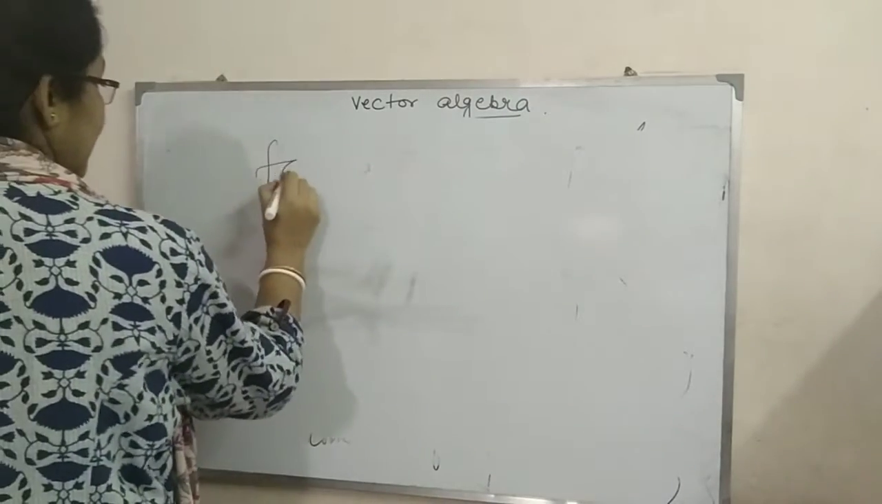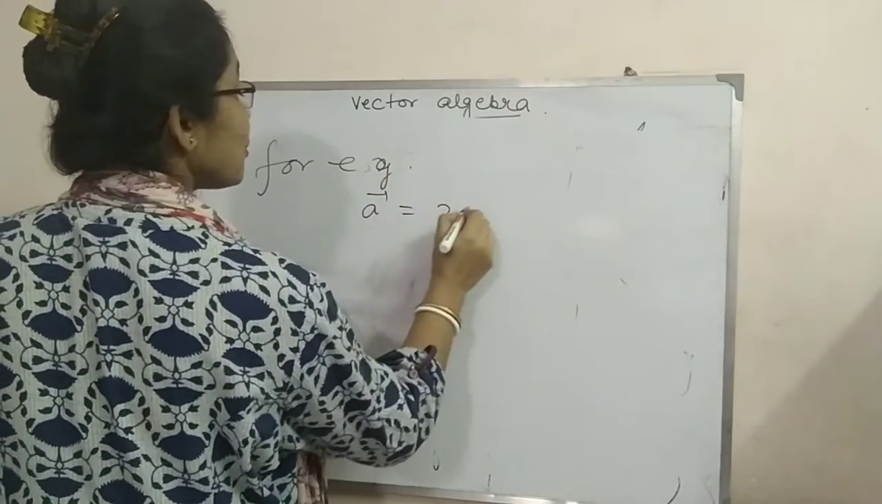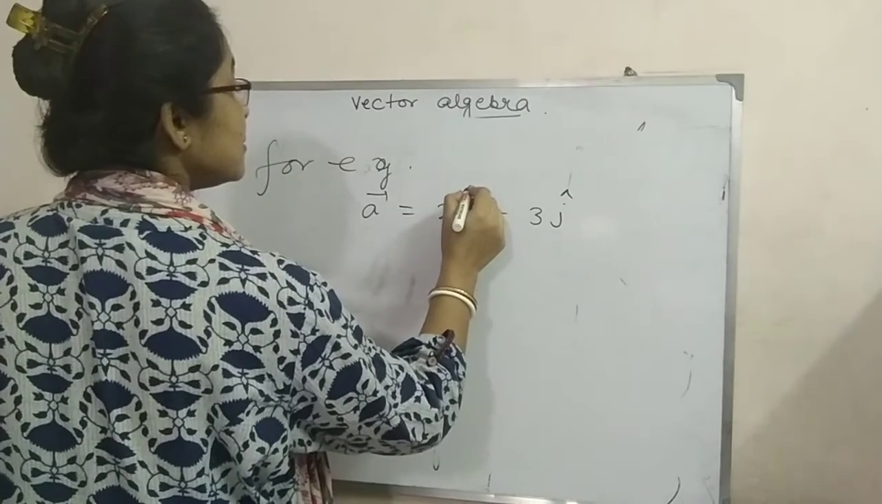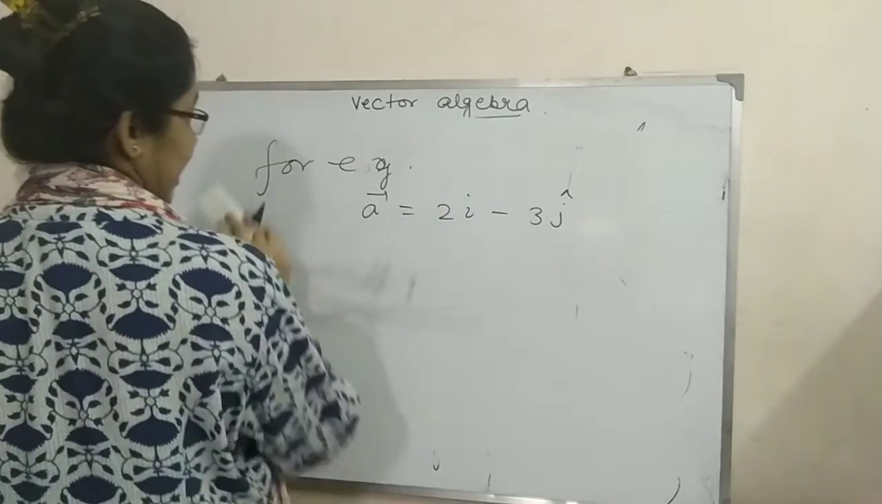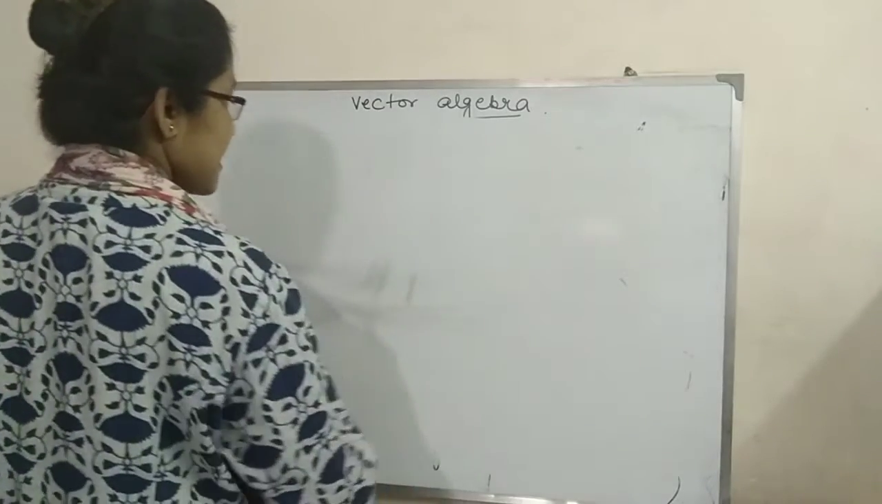For example, if vector A equals 2i minus 3j, I will write it after some time.